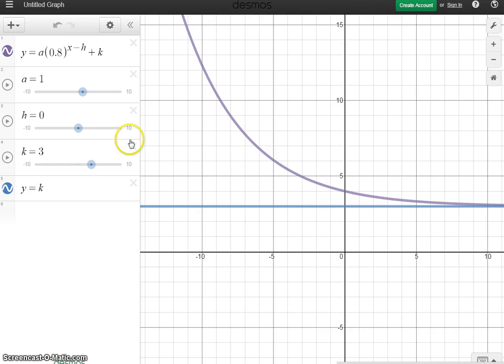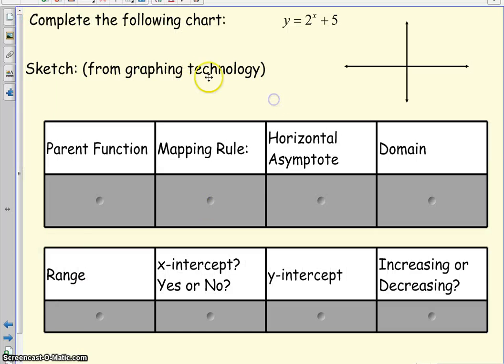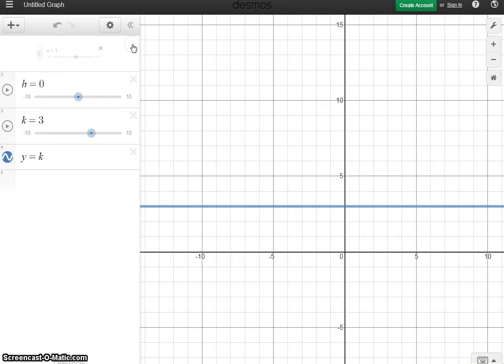Okay, so with that in mind, let's go and take a look at y equals 2 to the x plus 5. Okay, so we can click and make a sketch on this one on Desmos just so we have an idea.